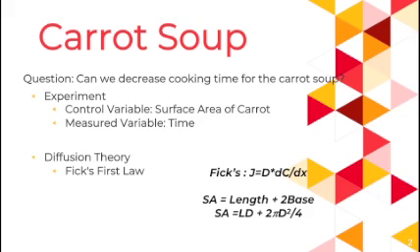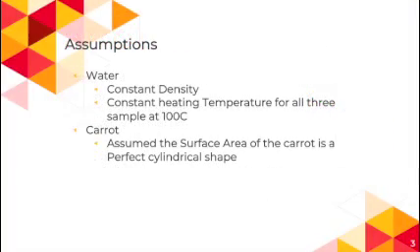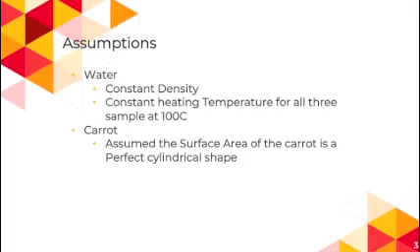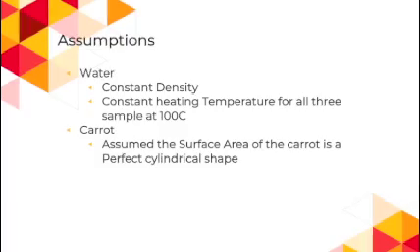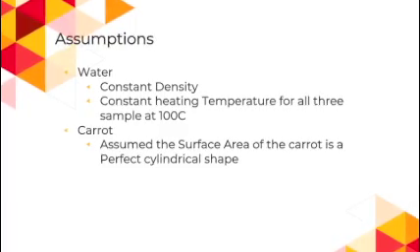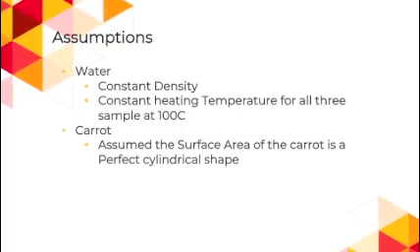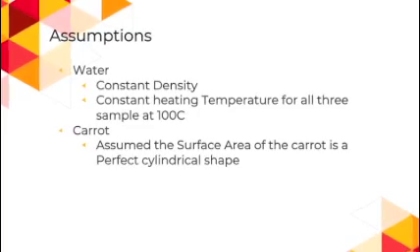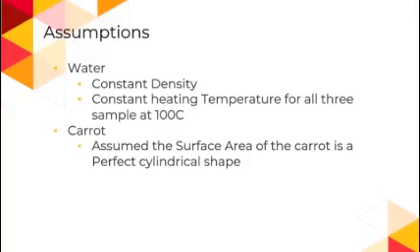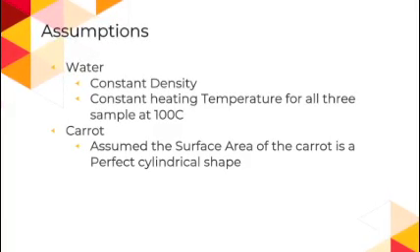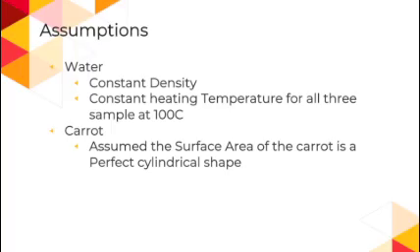We'll be using Fick's first law of diffusion to prove to you that the surface area does influence the cooking time. To use Fick's law of diffusion, we have to make a few assumptions. The first we considered was that water is boiling at 100 degrees Celsius with constant density, and the temperature change due to the seasoning is not considered. Even though the actual shape of the carrot would not be a perfect cylinder, we use the average length and diameter to calculate the surface area for the cylinder.